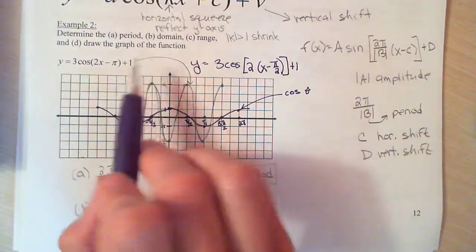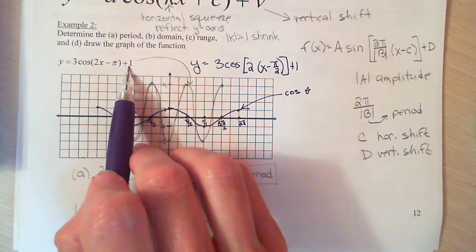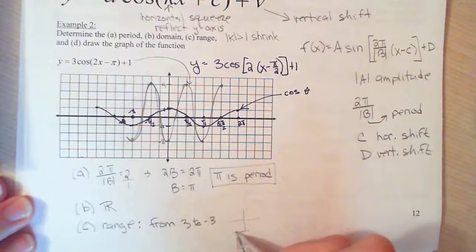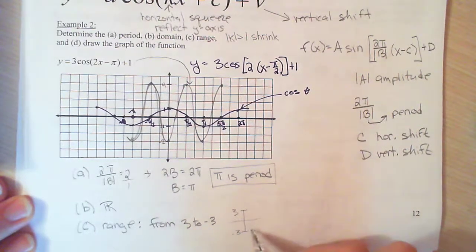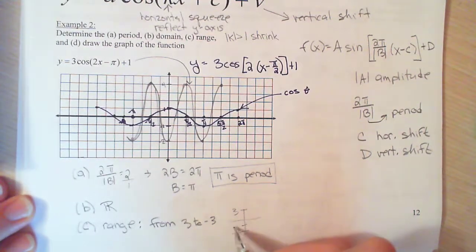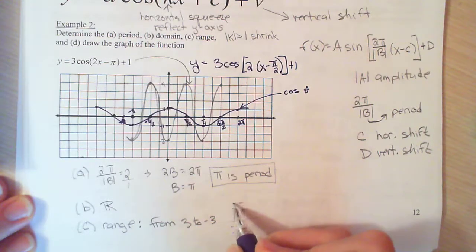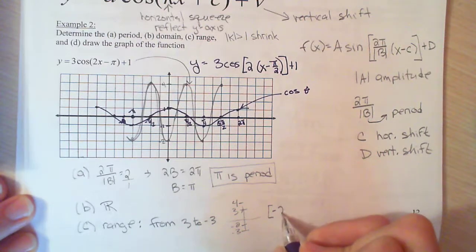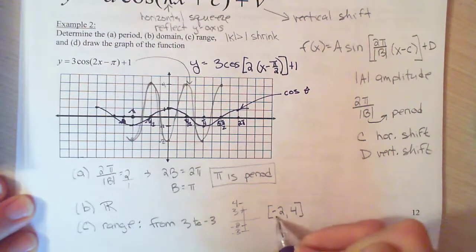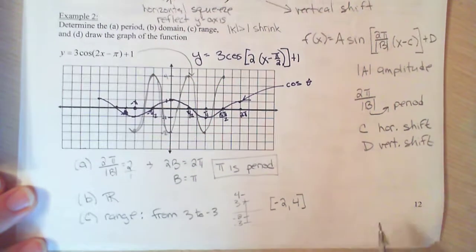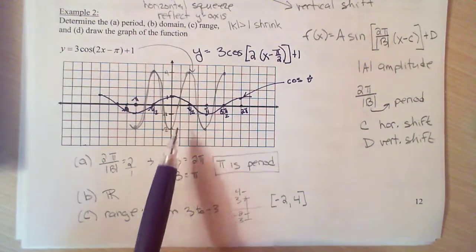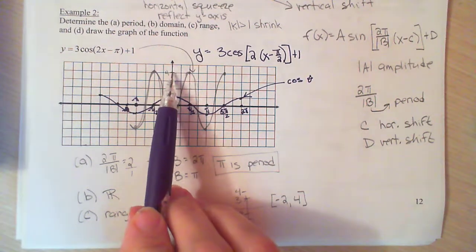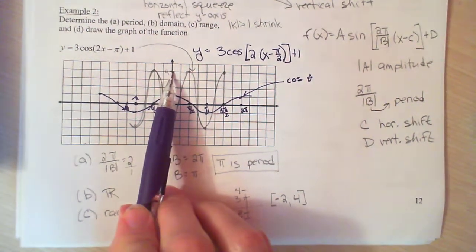D is a vertical shift, so this is shifted up 1. So if it normally goes, picture it going from -3 to 3, and then I shift it up 1, it's going to go -2 to 4. So my range is going to be this interval from -2 to 4. And if you look at how I graphed it, I have -2 down here, that's the bottom of my graph, and 4 is the top of my graph.